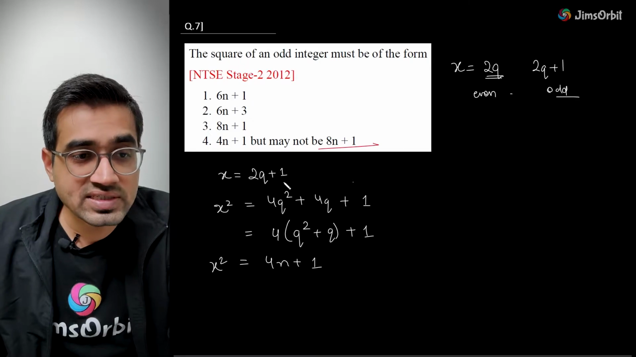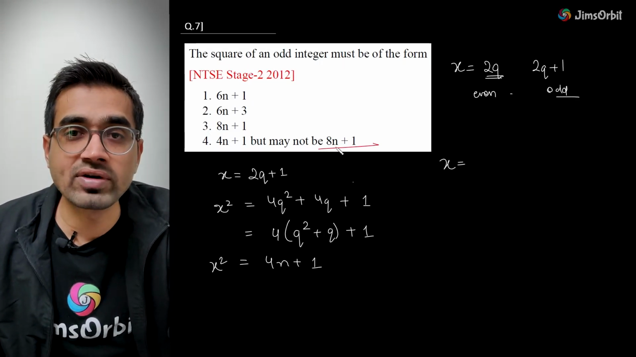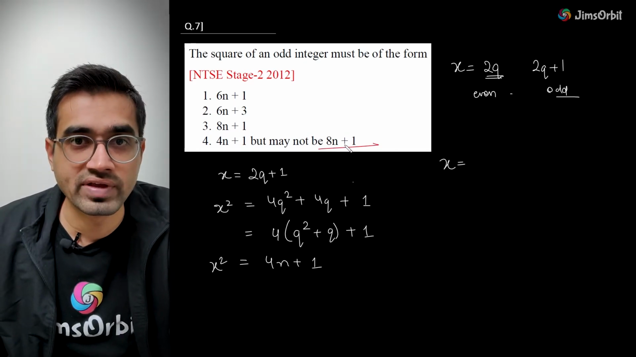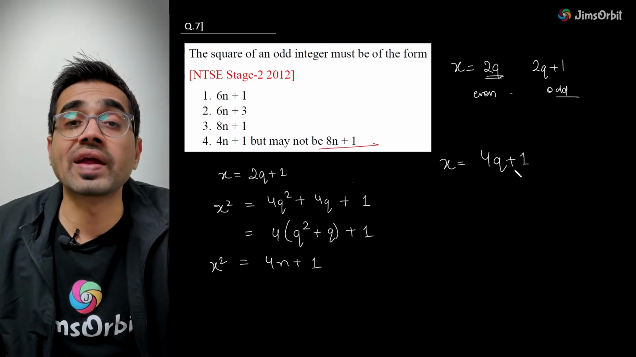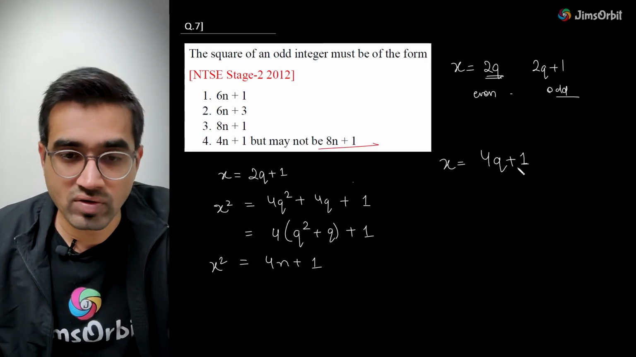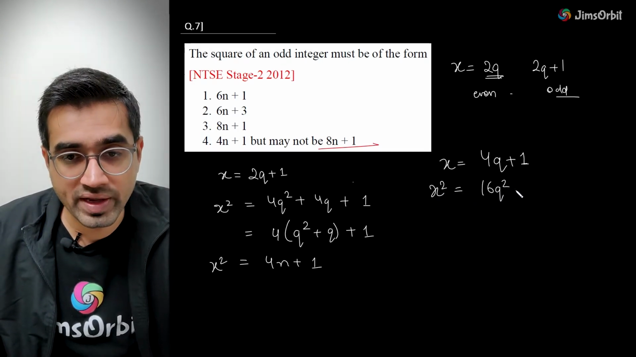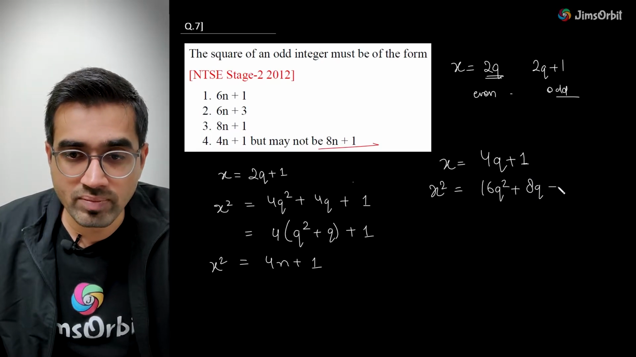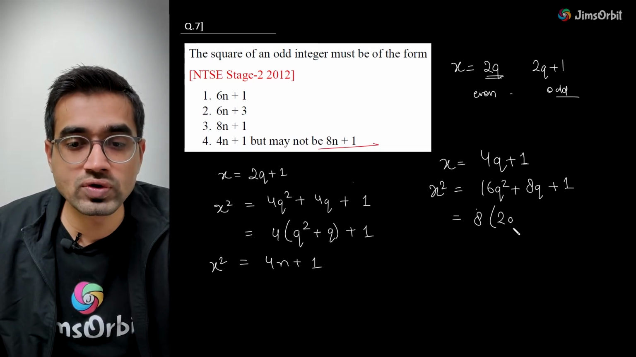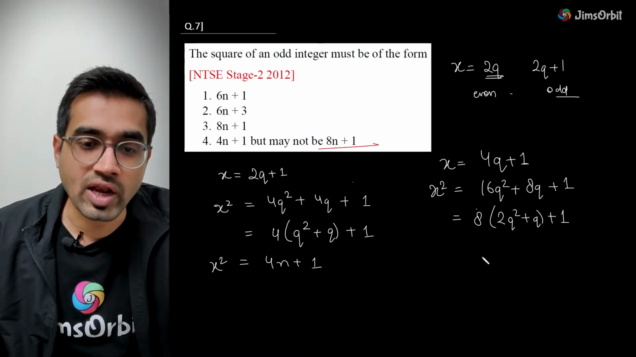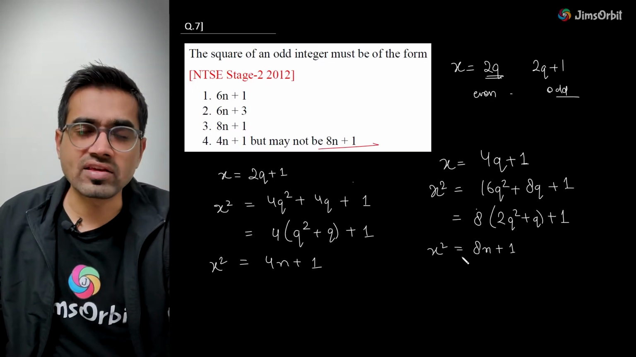Okay. Let us check another kind of odd integer. Why? Because we need to find the counter example for it. If it is not, then only we can say. Let's see. If I take x as 4q plus 1, again I will get odd integers. Correct. Okay. So if I square it, now I will get 16q square plus 8q plus 1. Now if I take 8 common, I'll get 2q square plus q plus 1. Now this will give me 8n plus 1. Okay. This can give me 8n plus 1.